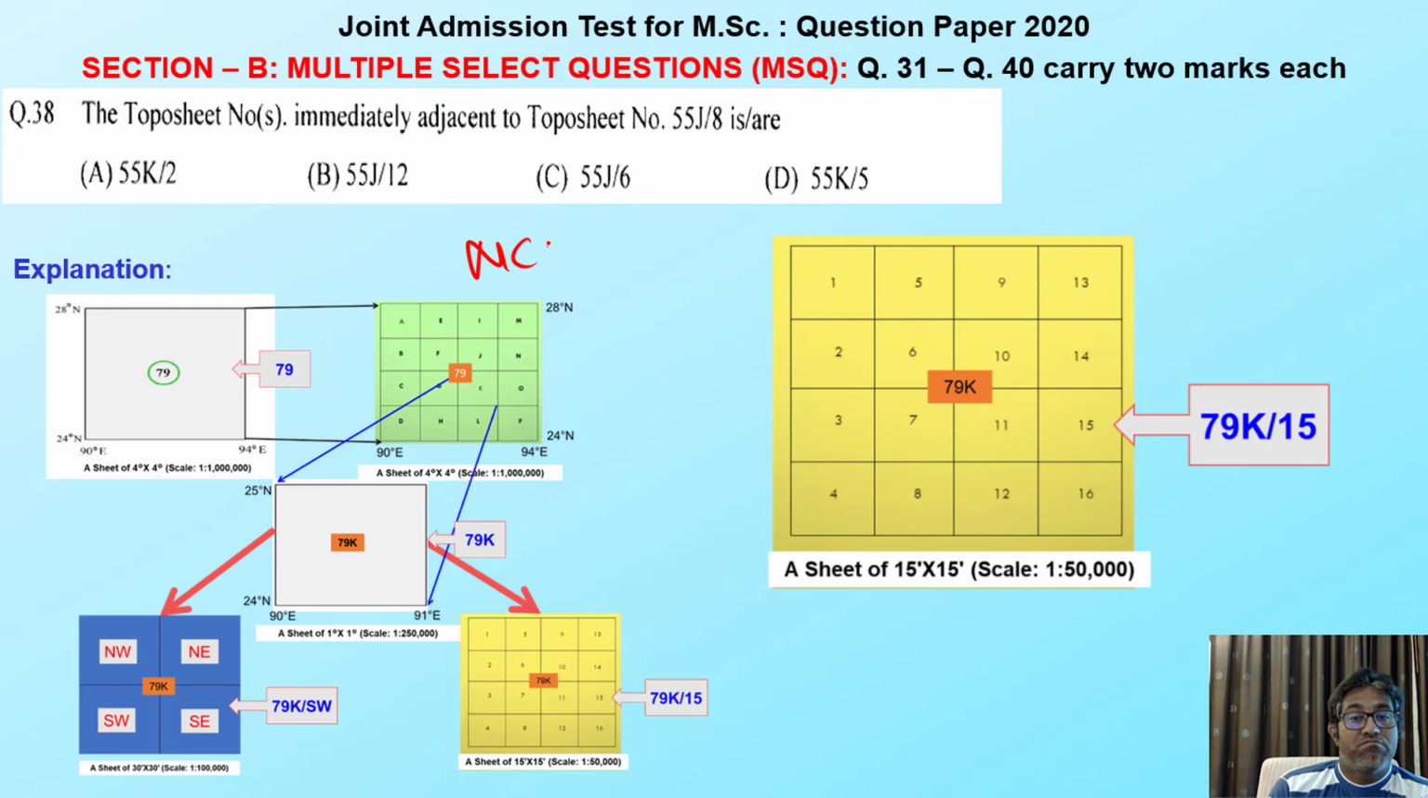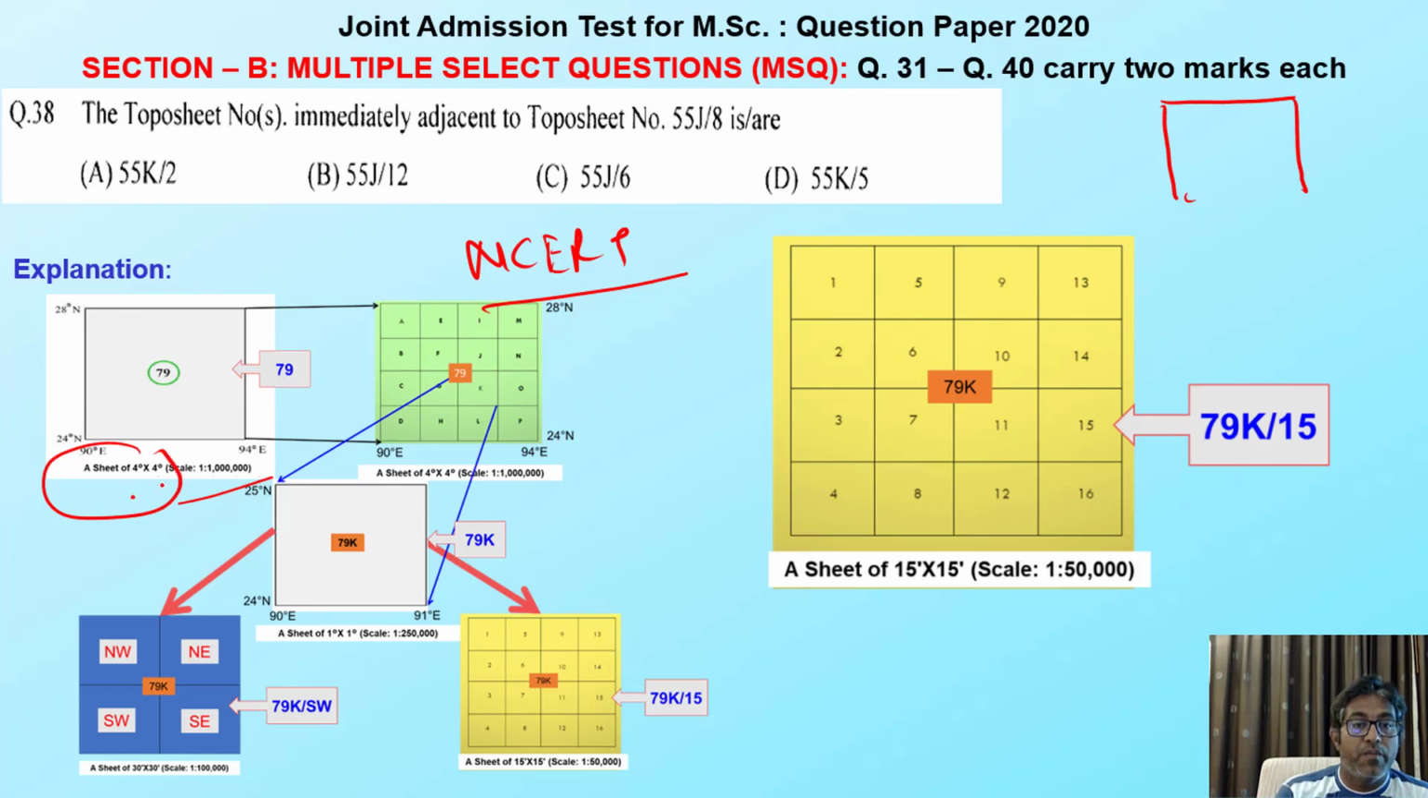If you have read this in NCERT, I suppose you can solve this question, but let me try to solve this for you. How are we going to solve this one, let's see. How we get the topo sheet number and everything is very easily given in the NCERT book. First, you can start with the million scale map on a degree sheet of 4 degree by 4 degree. You can give a number like 79 or 55, whatever you want. Then you can divide this into alphabets A, B, C to P.